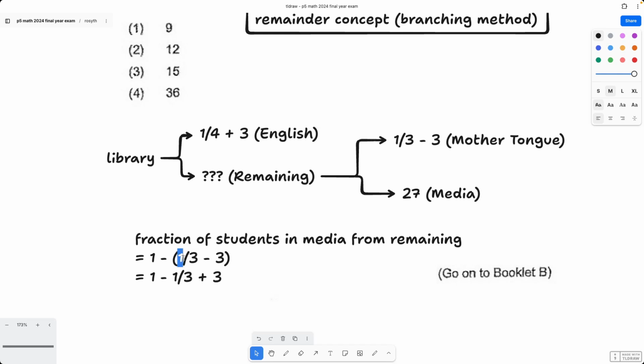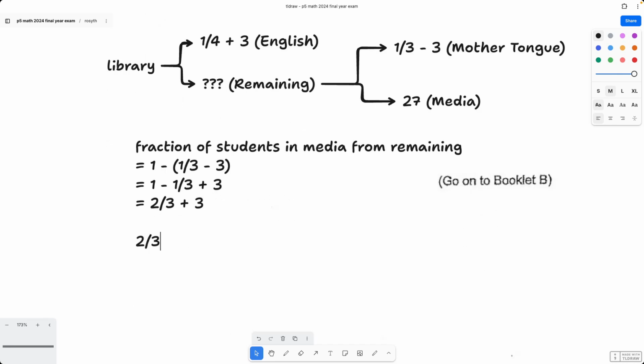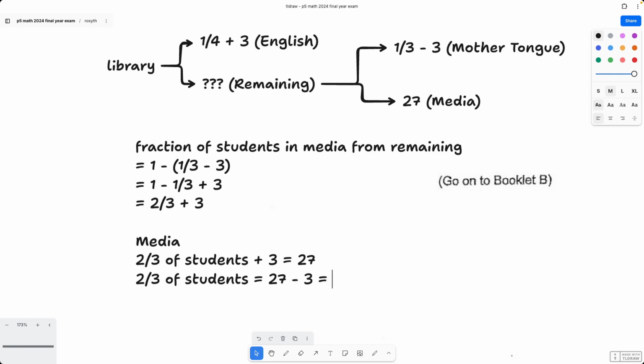Why do we do this? Because when we add this together, it should be one whole. So 2 over 3 plus 3. So this plus this should give us one whole. So that means 2/3 of students plus 3 is equal to 27. So this is the media, right? From here we can say 2/3 of students is equal to 27 minus 3, which is 24.